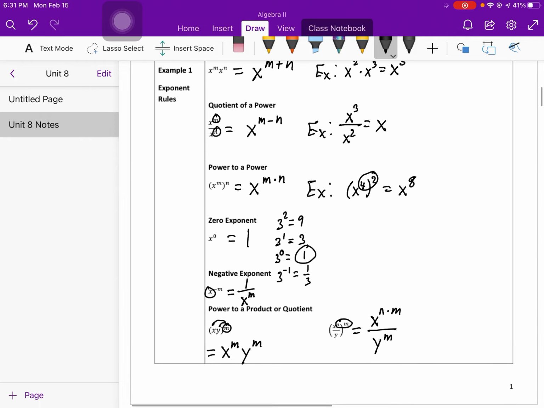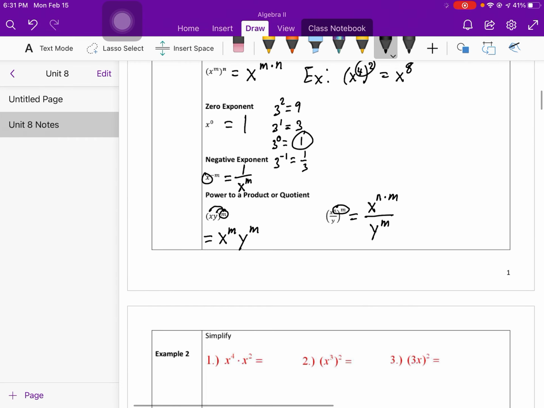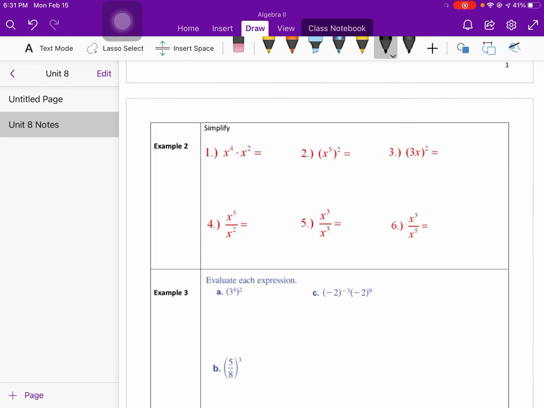These definitely get easier once you see some concrete examples with numbers, and so let's go ahead and move on and try those. All right, here we go. X to the fourth times x squared, pretty straightforward. This is multiplication with the same base, so we just add 2 and 4. This time we have to multiply the exponents because it's a power to a power, so it becomes x to the sixth, 2 times 3.